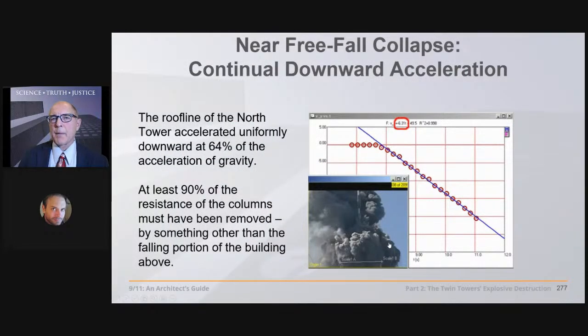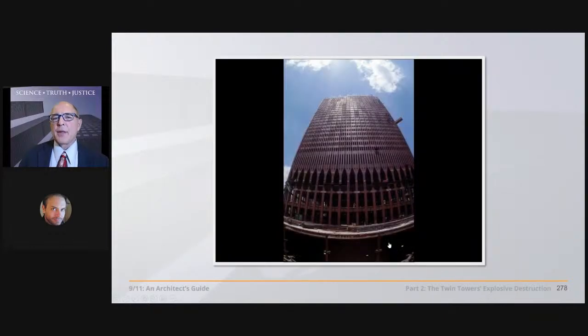64% of free fall. That is near free fall. That is acceleration. It is not decelerating when it meets the 60,000 tons of structure below the point of jet plane impacts in the South Tower. It is accelerating, getting faster and faster and faster straight down through it, almost as fast as a bowling ball falling off the top of this building.